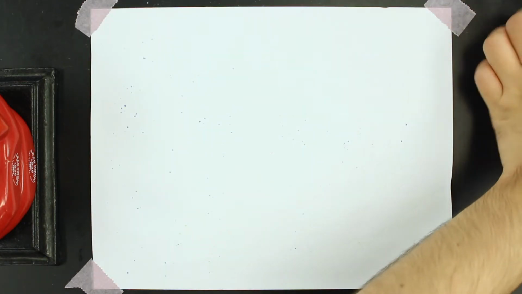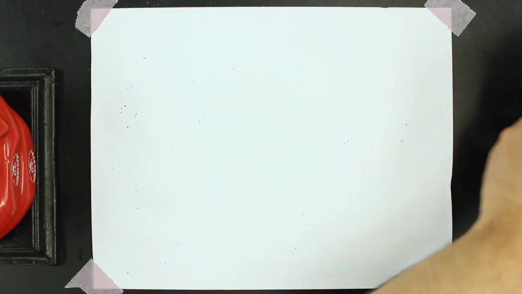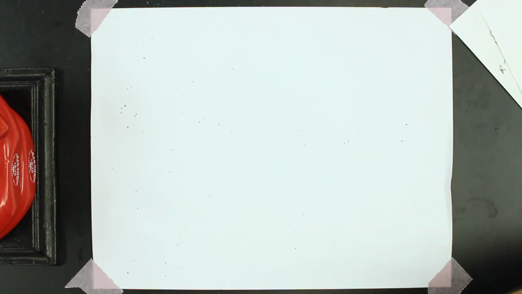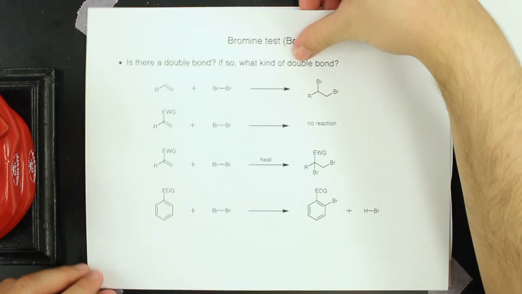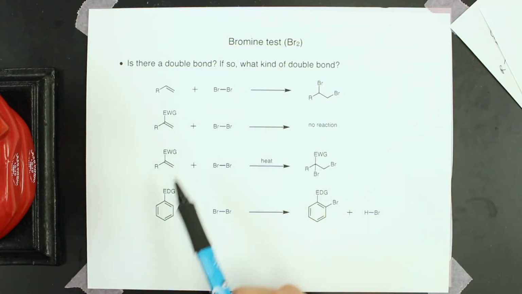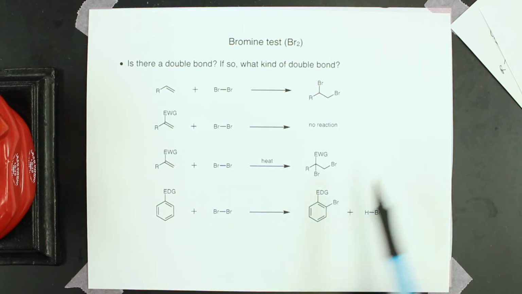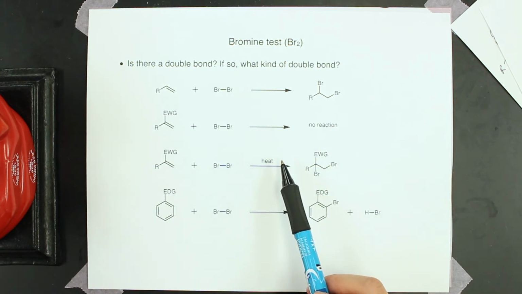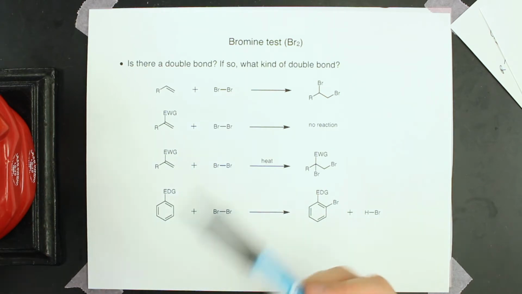Okay, so now let's cover the bromine test. This is the final test we're going to be covering. The mechanisms for this test you'll see are redundant, so we're not going to go into the mechanisms. You've seen them, EAS for example, we covered last week. And double bonds you covered in the first semester of organic chemistry.